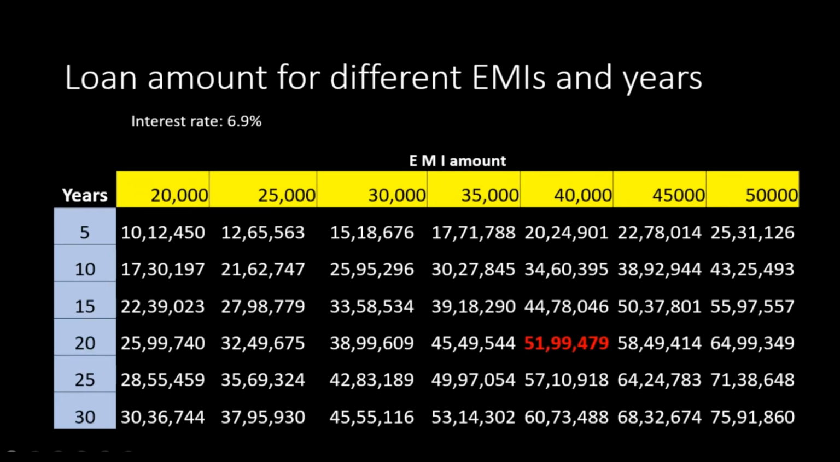From the previous table, if your EMI amount that you can afford is between 30,000 and 35,000, then for 20 years the loan amount that will be available to you would be somewhere in between these two numbers, 38.99 lakhs or 45.49 lakhs. If the EMI amount that you can afford to pay is 32,000 rupees, in that case the loan amount will be closer to the figure of 38.99 lakhs.